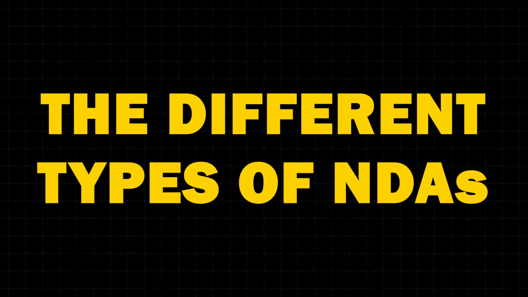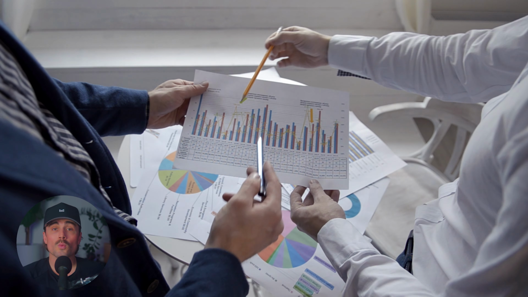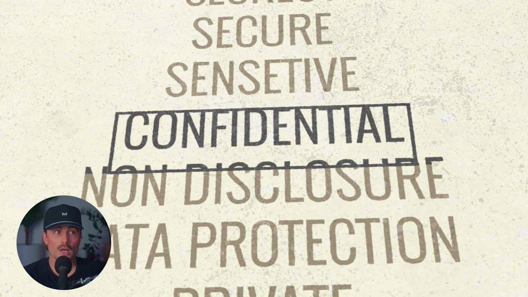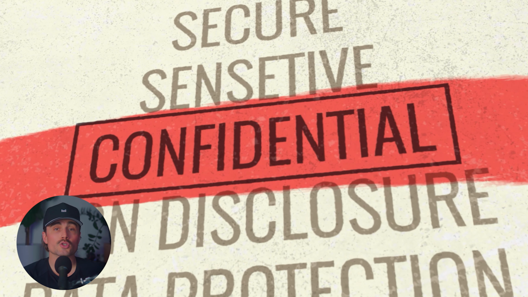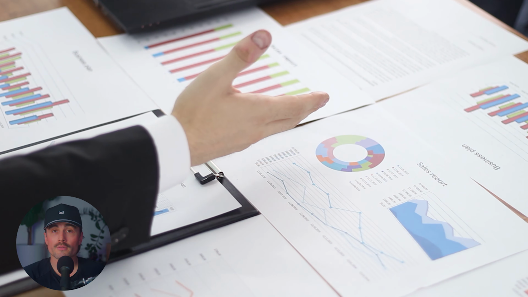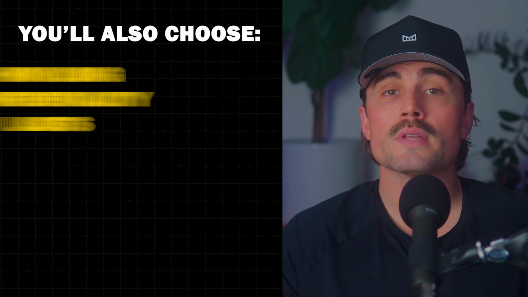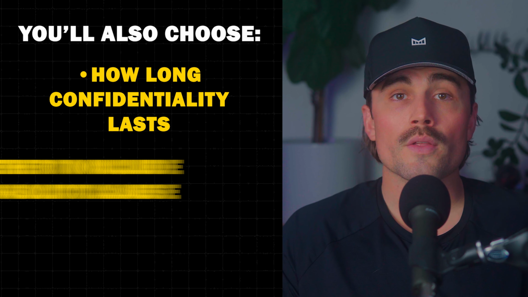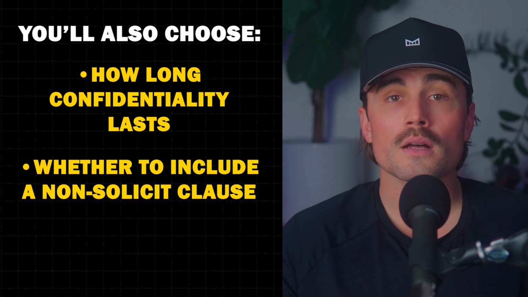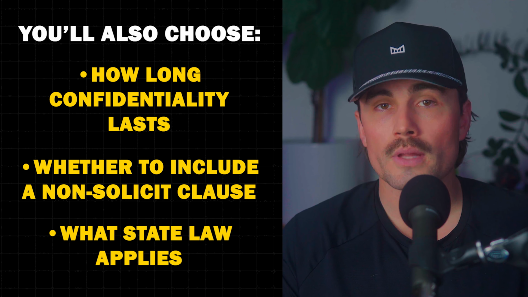The different types of NDAs. All right, we'll keep this one really simple. A one-way NDA. This is when one party shares information. The other agrees to keep it confidential. This is the most common type. And there's a mutual NDA. This is where both parties share information. Both agree to protect it. This is common in partnerships. You also choose how long confidentiality lasts, whether to include a non-solicit clause, and what state the law applies to.